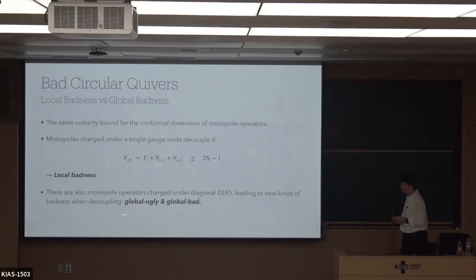On the other hand, there are also slightly different types of monopole operators which are charged under the diagonal U(1), which means it has a flux for all the gauge nodes. Their R charges are not governed by this local formula, but there is this diagonal monopole operator whose conformal dimension again becomes less than 1/2 and violates the unitarity bound. We call such a case globally ugly or globally bad, depending on whether it has exactly R charge 1/2 or less than 1/2.